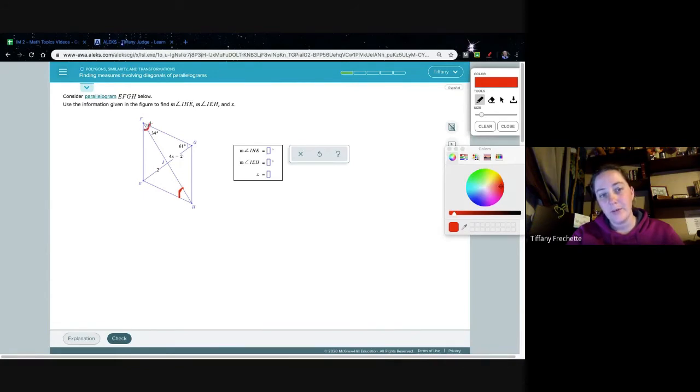I have 34 up here. I can jump to the other side, slide all the way down. This is 34 degrees. Okay. So let's jump over here and type it in, and we'll move to the next one here.